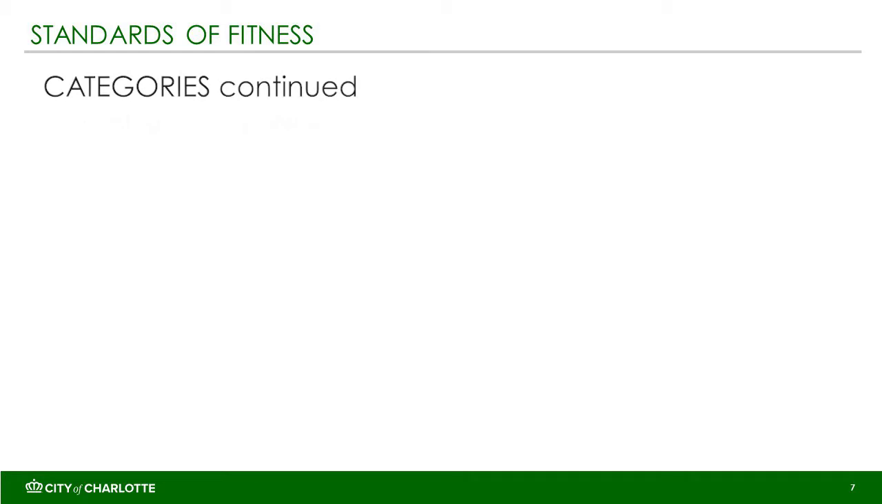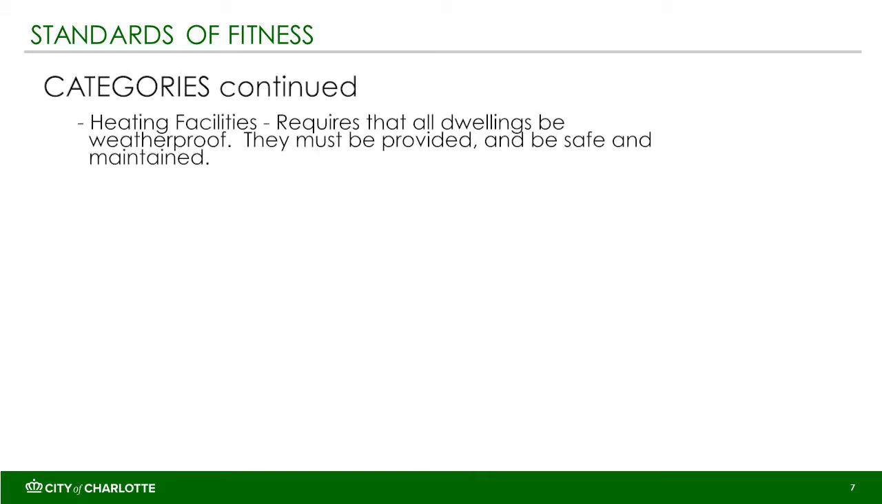The next section is heating facilities, which requires that all dwellings be weatherproof. Heating facilities must be provided and be safe and maintained. Minimum temperature is 68 degrees Fahrenheit. Space heaters are allowed only for supplemental heating. Air conditioning, if provided by the owner, must be safe, maintained, and operate as originally intended. In addition, chimneys, flue pipes, fireplaces, hearths must be maintained in safe and operable condition.